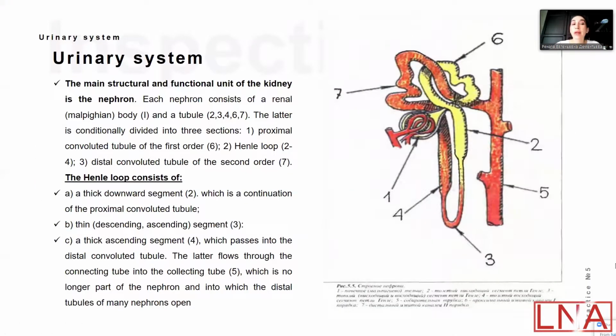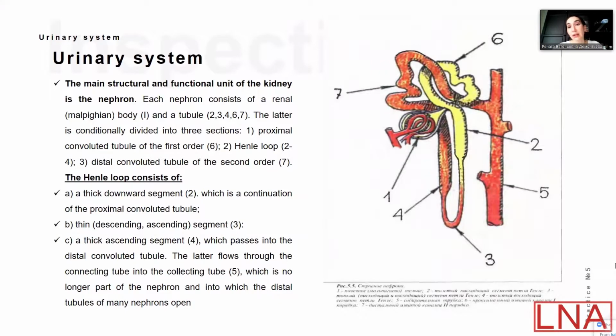The main structure and the main functional unit of the kidney is the nephron. Each nephron consists of a renal or Malpighian body and a tubule. The latter is conditionally divided into 3 sections: the proximal convoluted tubule of the first order, the Henle loop, and the distal convoluted tubule of the second order.